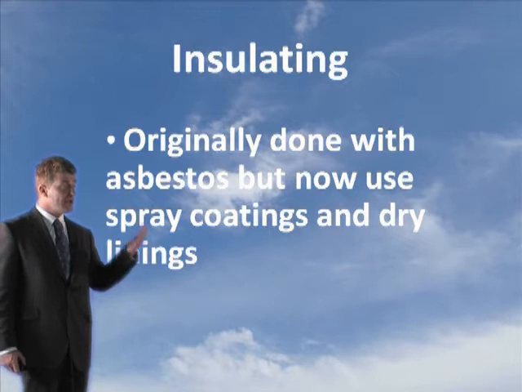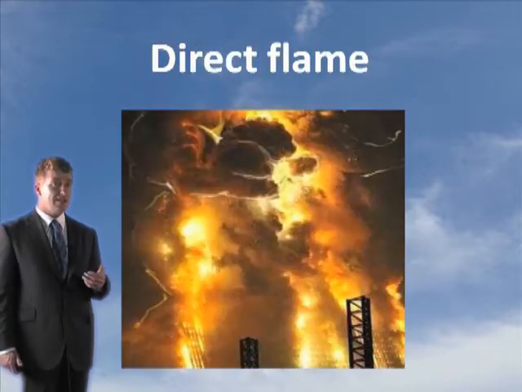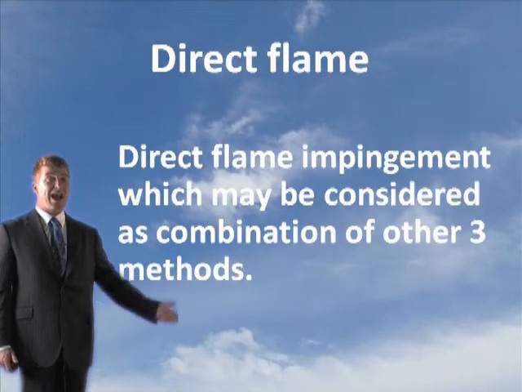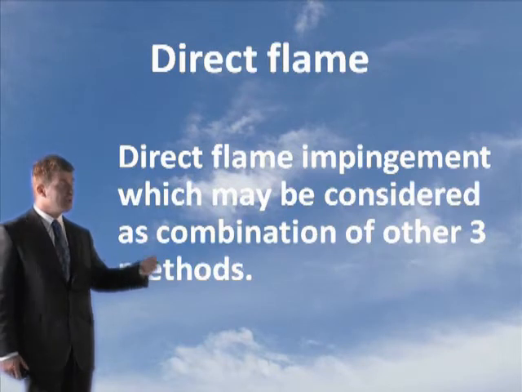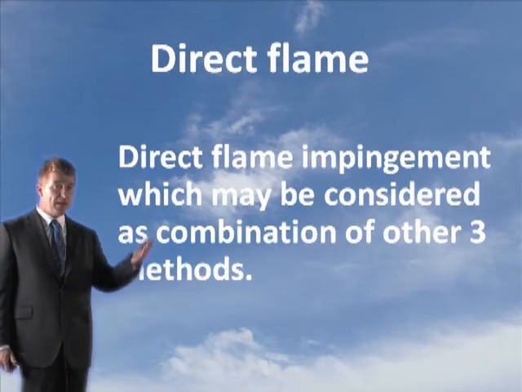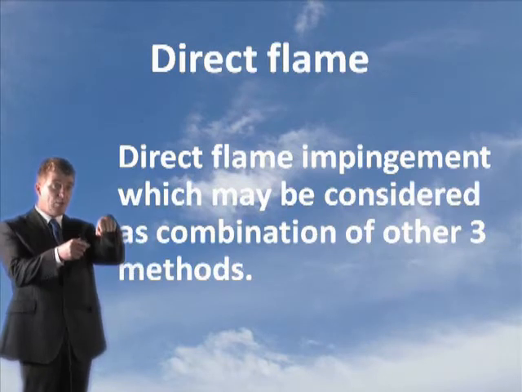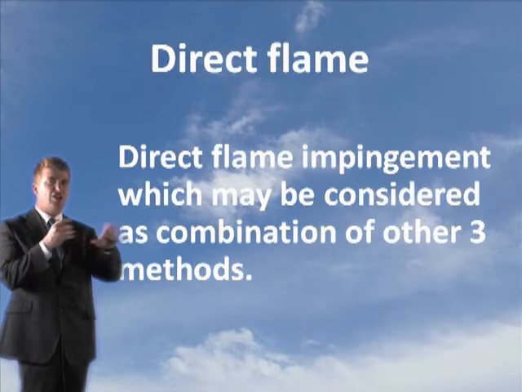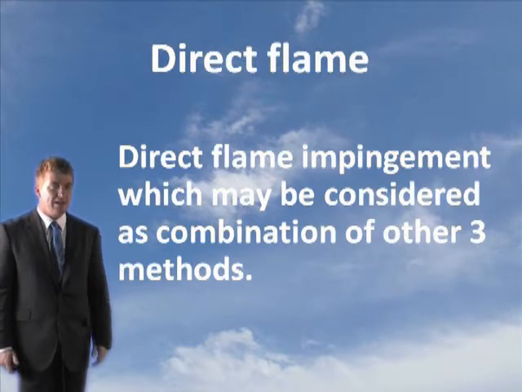The last heat transfer mechanism I'm going to cover is direct flame impingement, which actually is a combination of the other three. So basically, direct flame impingement, in a way, is the flame directly touching it, and is a combination of all the other three. Let's just summarise fire development.